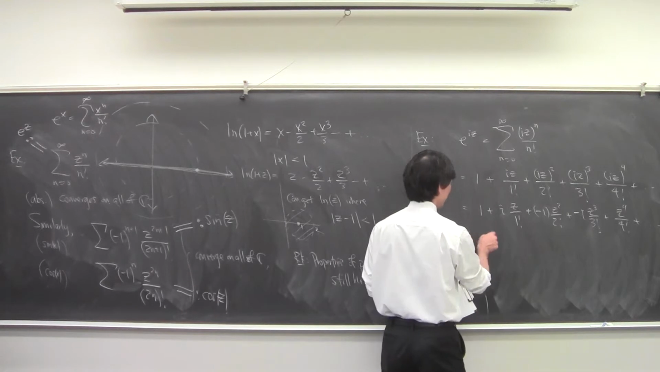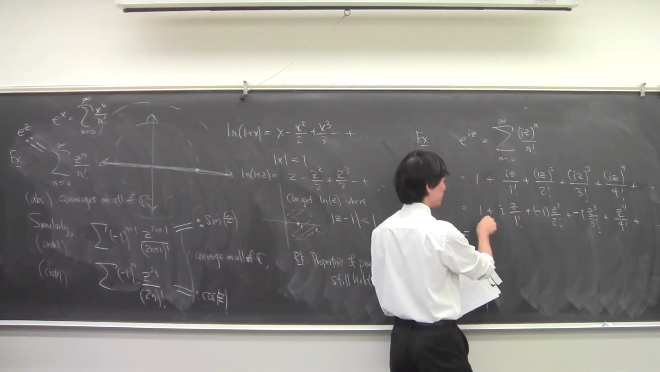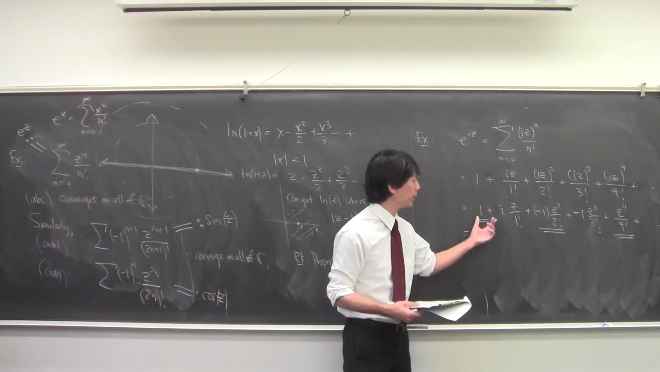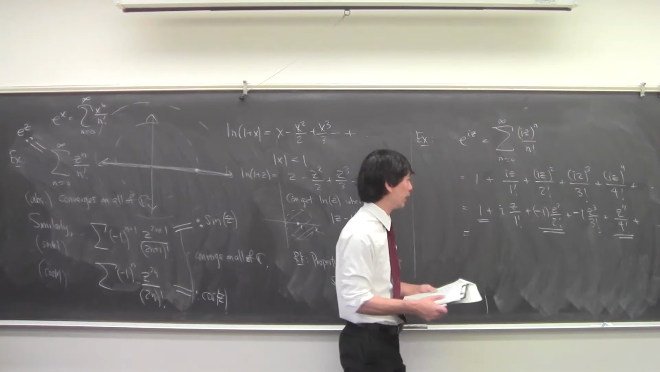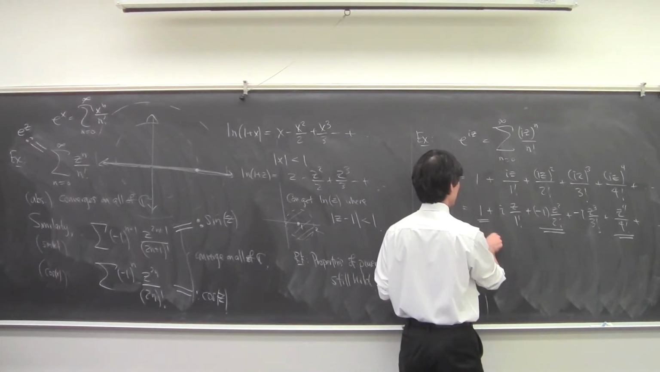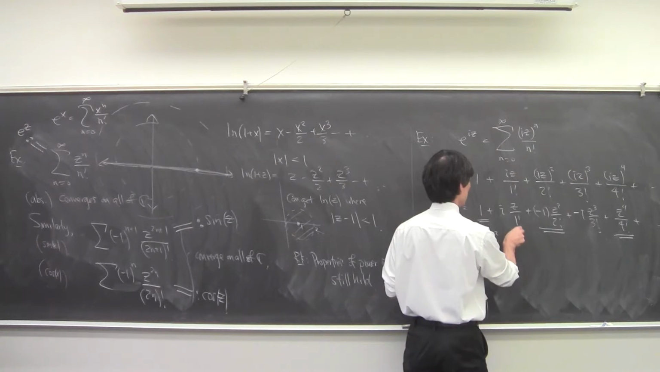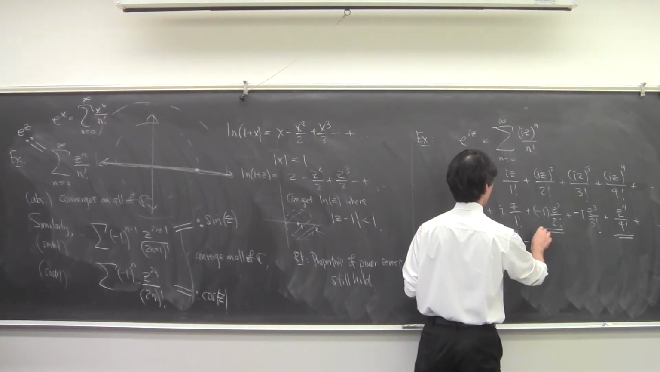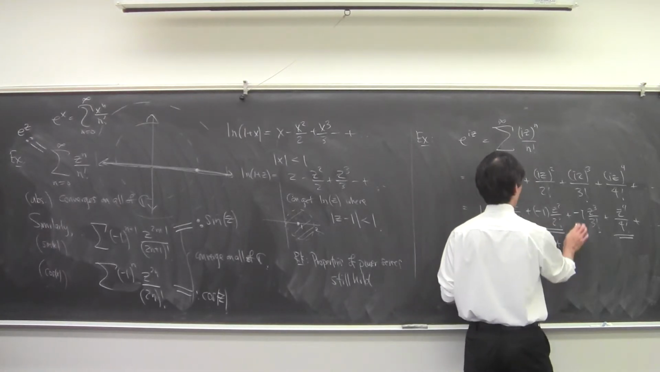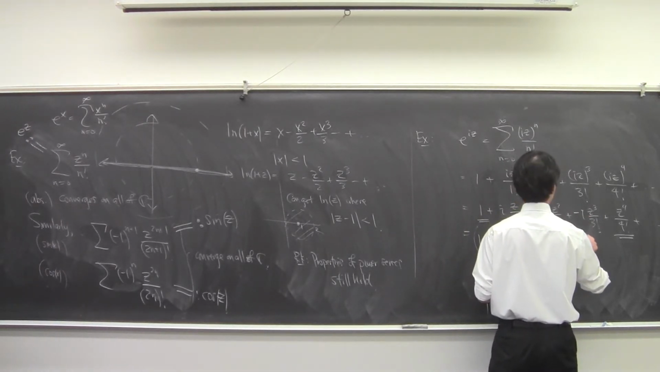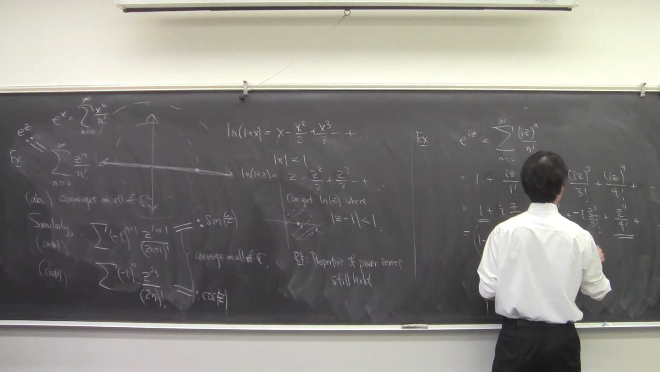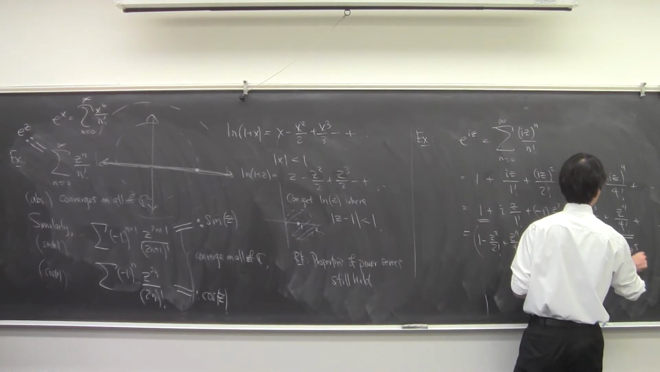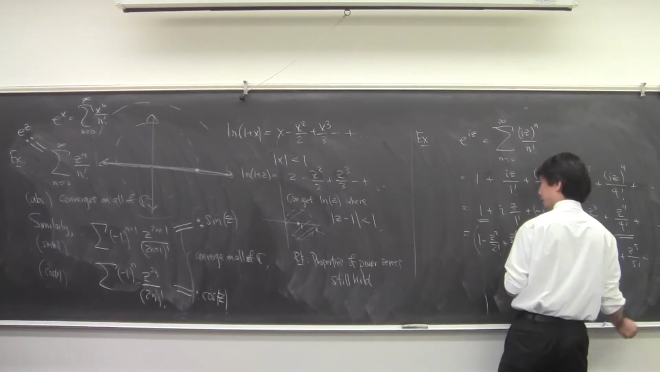Okay, and I'm going to separate this into the terms that have an i on it, and the terms that don't have an i on it. So I get 1 minus z squared over 2 factorial plus z to the 4th over 4 factorial, plus minus, etc. And I also get i times z minus z cubed over 3 factorial plus z to the 5th over 5 factorial minus, etc.